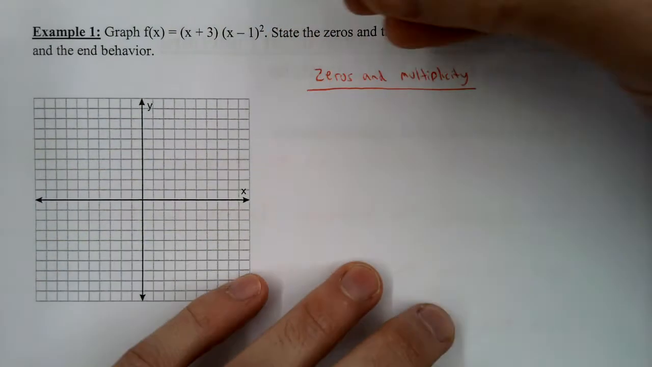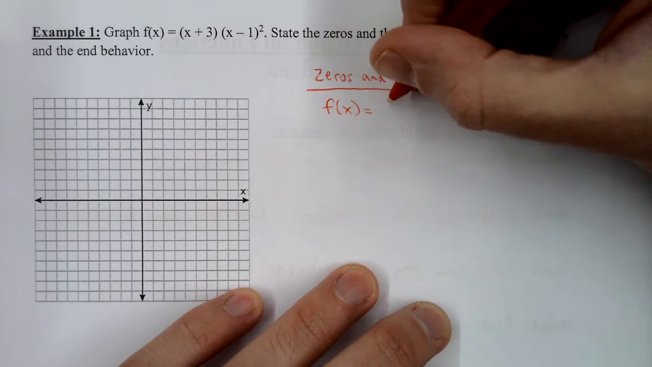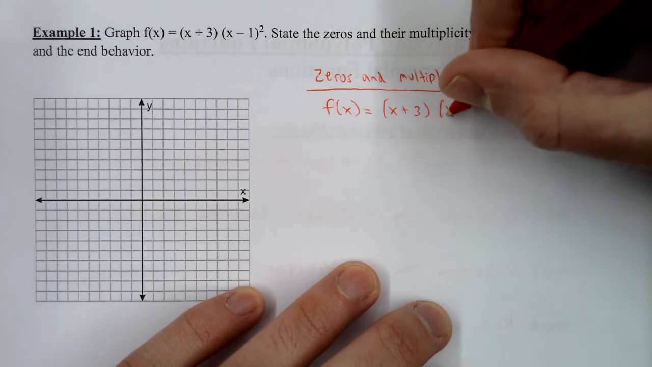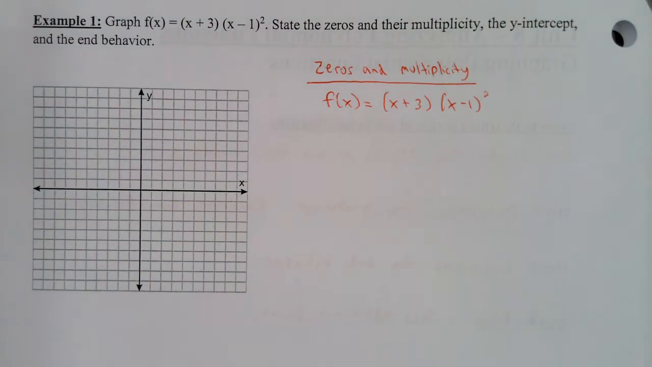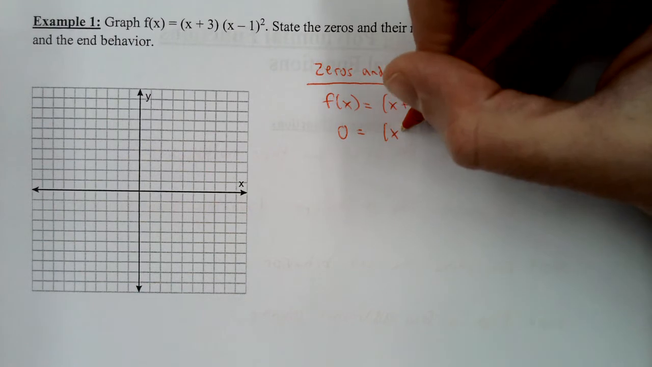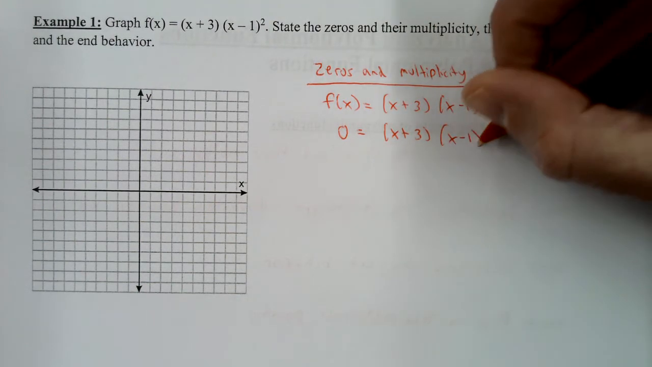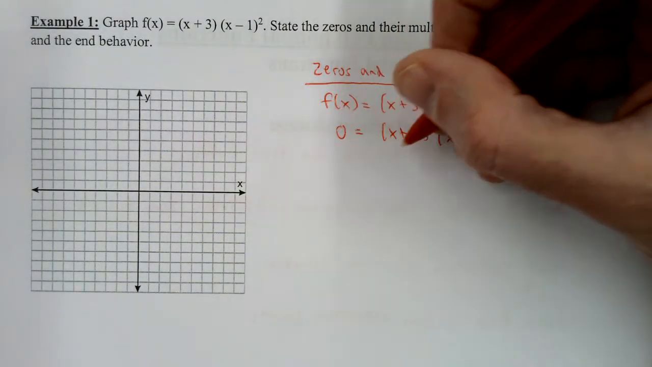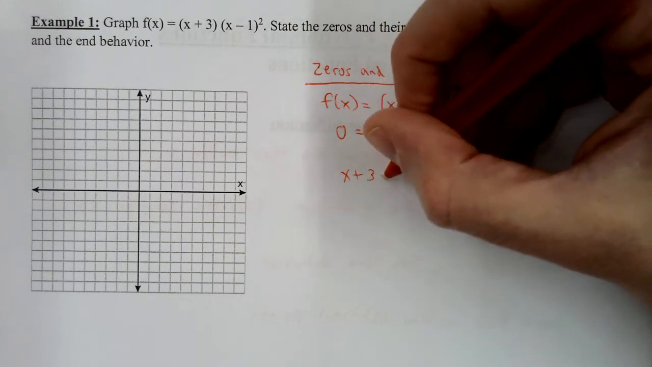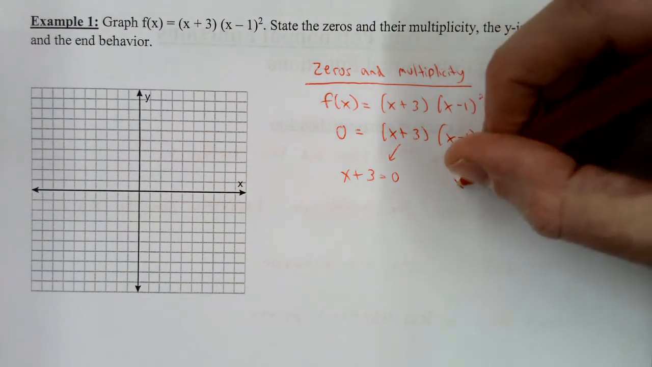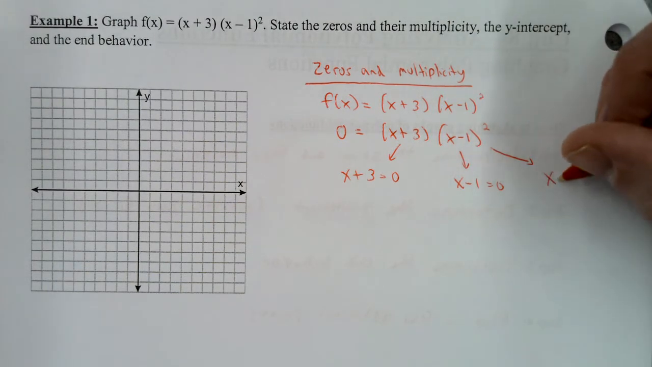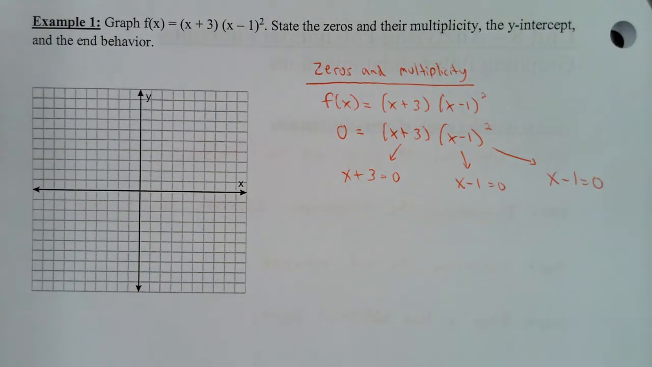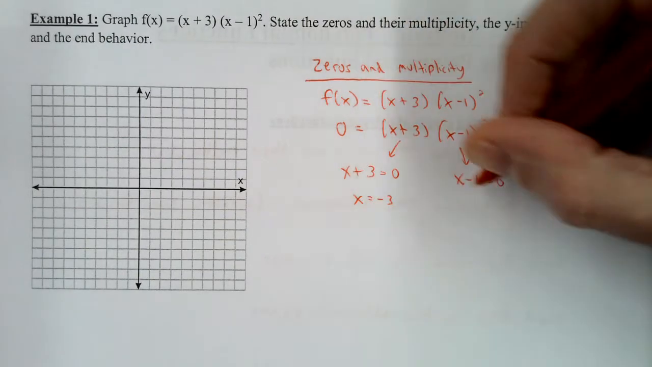So the problem says f of x equals (x plus 3) times (x minus 1) squared. Trying to solve for the zeros, so I'm going to replace f of x with 0. So you can think about it like this. So we have x plus 3 equals 0. Then we have x minus 1 equals 0. And since it's squared, it means we have it twice. That means I'm going to get x equals negative 3, x equals 1, and x equals 1.